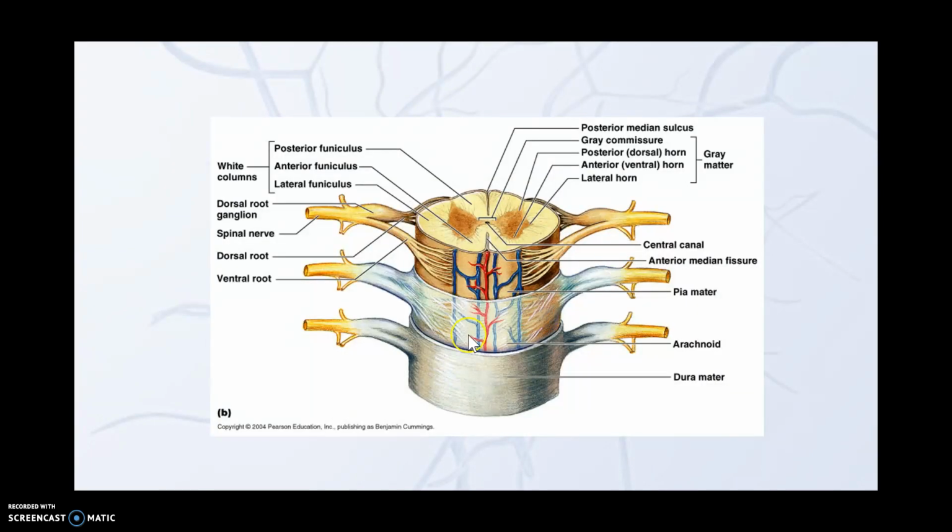So if we go to our picture here, again, this should be a review. We have our pia mater here, and we have our arachnoid mater here, and then our dura mater. So these are 3 layers of connective tissue surrounding our spinal cord right here. And again, the pia mater is highly vascularized here, and so forth, and the arachnoid is not.